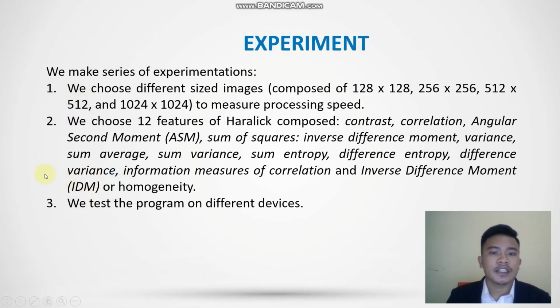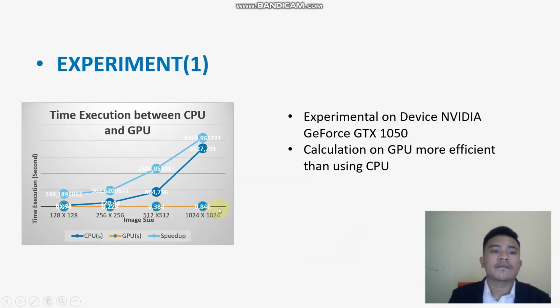In this experiment, we make a series of experiments. The first is we choose different image sizes, from 128 cross 128 up to 1024 cross 1024, to measure processing speed. In this experiment, we choose 12 features composed in parallel, from contrast until homogeneity. And the third is we test the program on different devices.